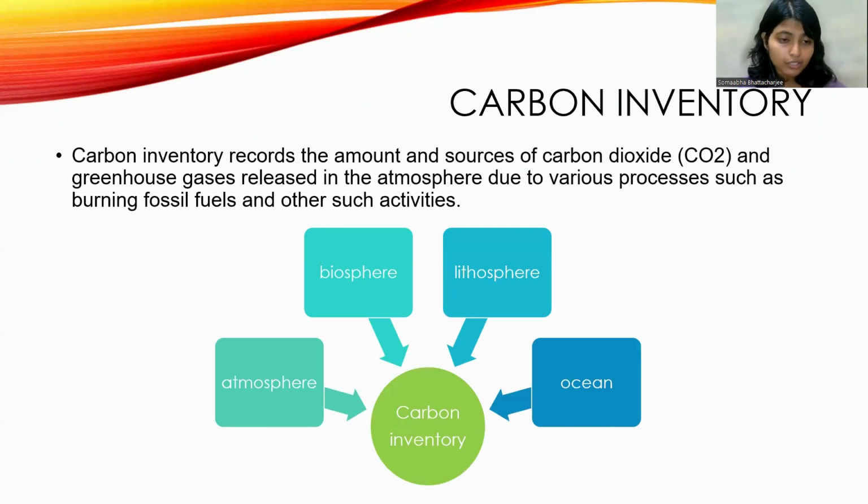Now we have discussed the introduction. Now we should know about a few terminologies before focusing on what CCUS actually is. Let us discuss the first one, carbon inventory. Carbon inventory records the amount and the sources of carbon dioxide, CO2, and other greenhouse gases that are released in the atmosphere due to various processes such as burning fossil fuels and other such activities. There are four main contributors to this carbon inventory, which include the carbon inventory due to atmosphere, then biosphere, lithosphere, and in the end, carbon inventory due to ocean.